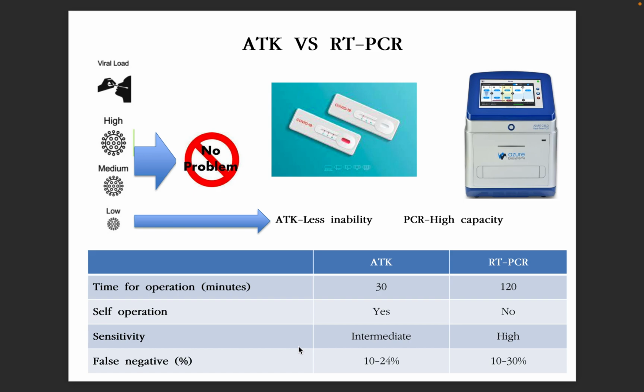When comparing ATK and RT-PCR for determination of SARS-CoV-2, we found that both techniques are efficient at detecting high to medium loads of the virus. However, at low viral loads, such as during the onset of the infection, ATK seems less sensitive than RT-PCR. Apart from lower sensitivity, ATK seems more advantageous in terms of self-operation and quick detection over RT-PCR. Both of them could potentially report false negatives at a similar rate of incidence.